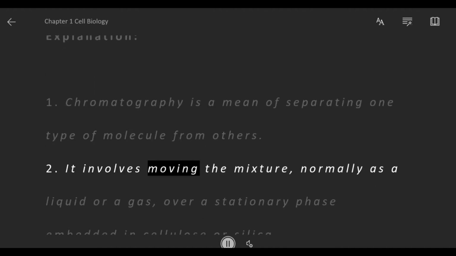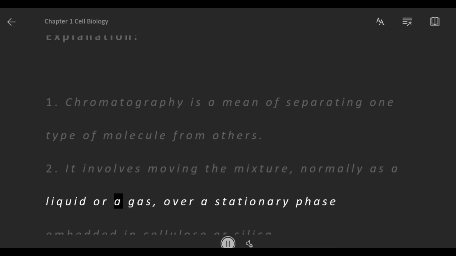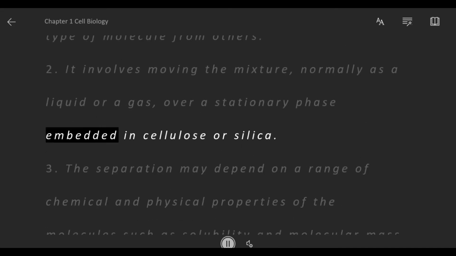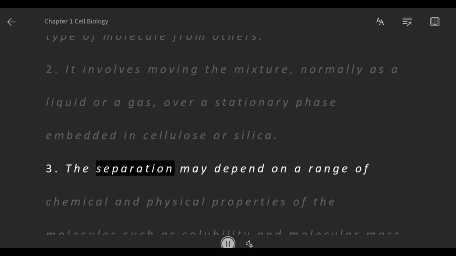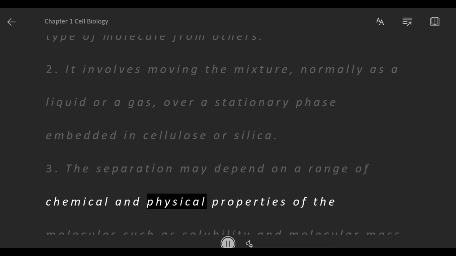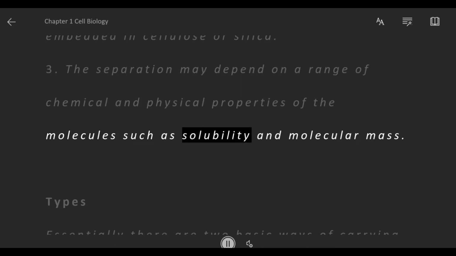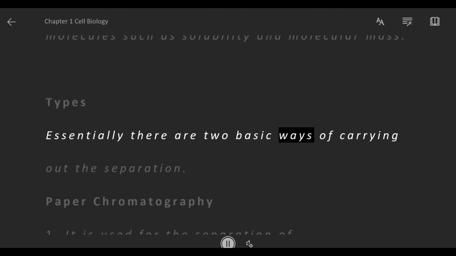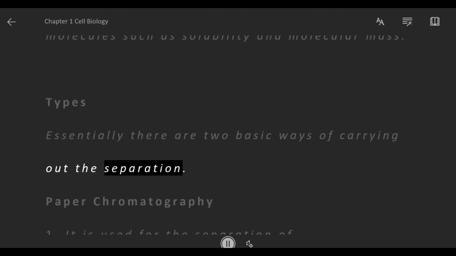2. It involves moving the mixture, normally as a liquid or a gas, over a stationary phase embedded in cellulose or silica. 3. The separation may depend on a range of chemical and physical properties of the molecules such as solubility and molecular mass. Types. Essentially there are two basic ways of carrying out the separation.